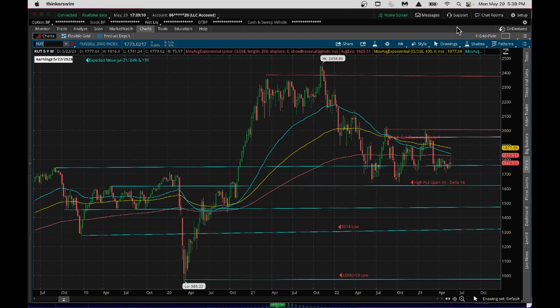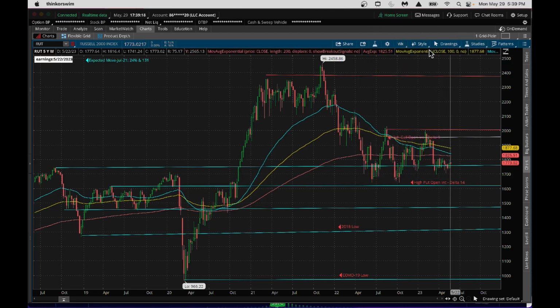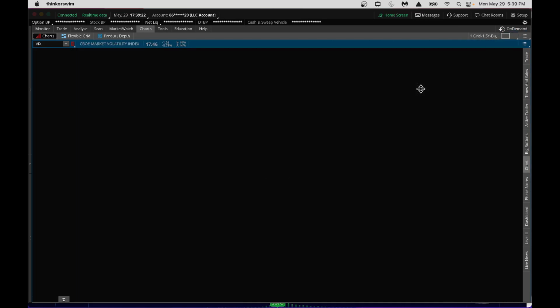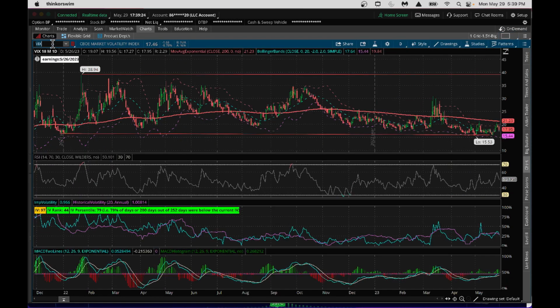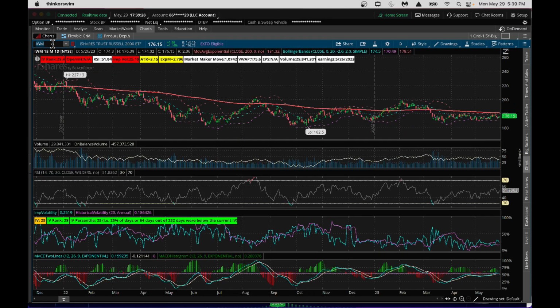All right, now we'll go into a little bit smaller chart here. I will go into a smaller chart and go from there. Let's go into a little bit smaller chart. All right, so what we'll do is we'll bring up IWM, which is really the ETF for Russell 2000.